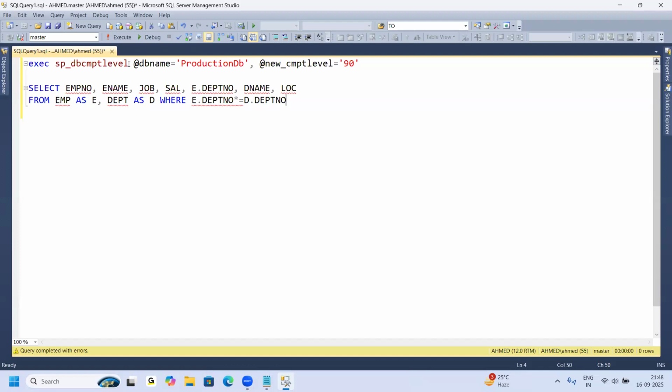Since this is completely ruled out, Microsoft has introduced a change. Don't use the star here. In place of the star, remove the comma and write the keyword left outer join.